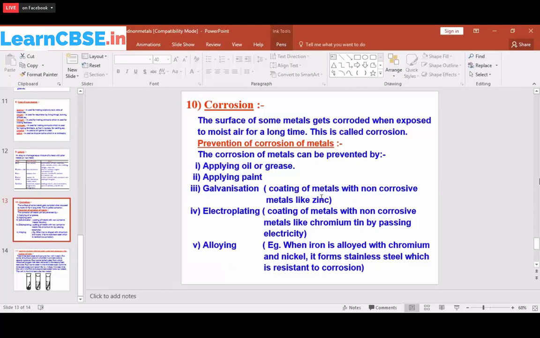But the zinc will undergo the oxidation. Electroplating. Electroplating is nothing but the coating of metals with non-corrosive metals like chromium, tin by passing electricity. Alloying. An example of alloying is when iron is alloyed with chromium and nickel, it forms stainless steel, which is resistant to corrosion. Otherwise, if only iron and carbon are present, it will easily corrode.